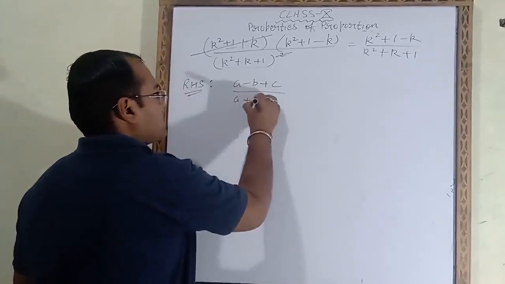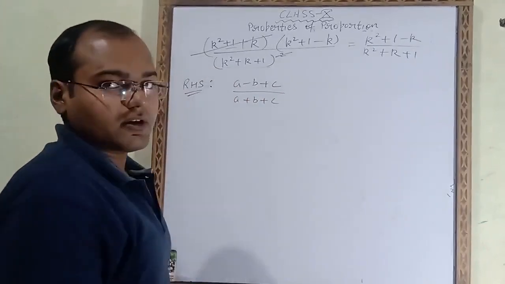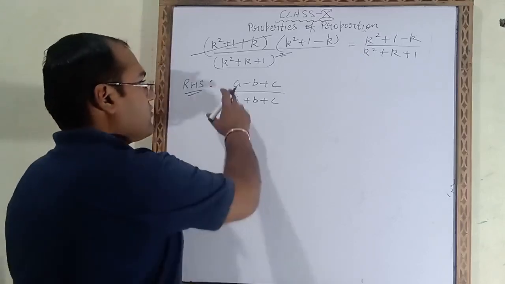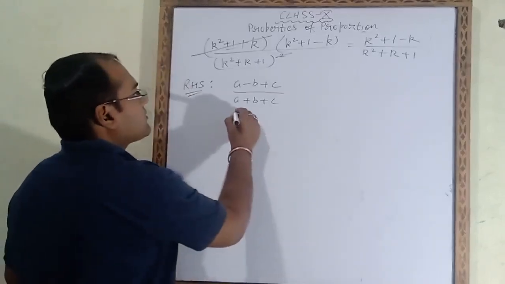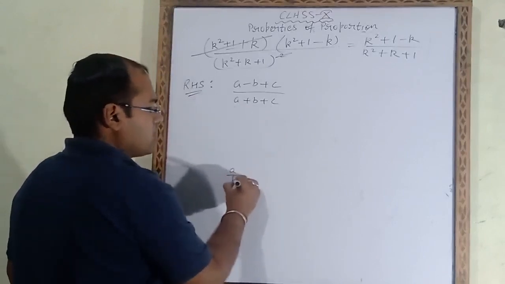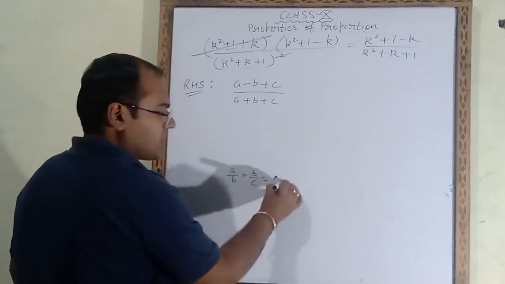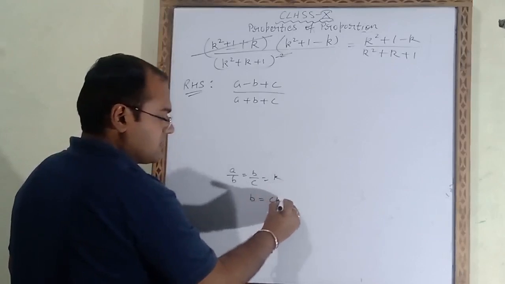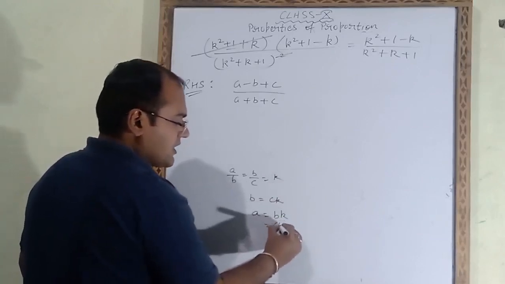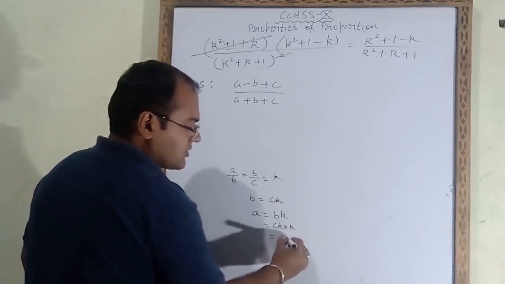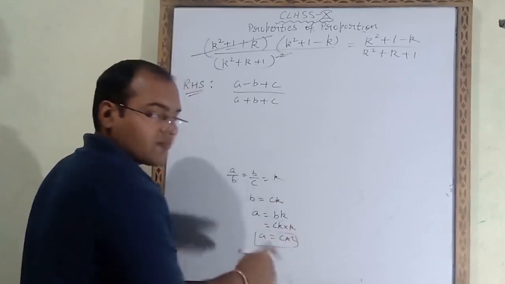Here also we will do the same thing. Values we will put. A value we had found. A upon B is equal to B upon C is equal to K. So B answer we had found CK and A answer we had found BK. That means CK into K, CK square. Like this we had found.